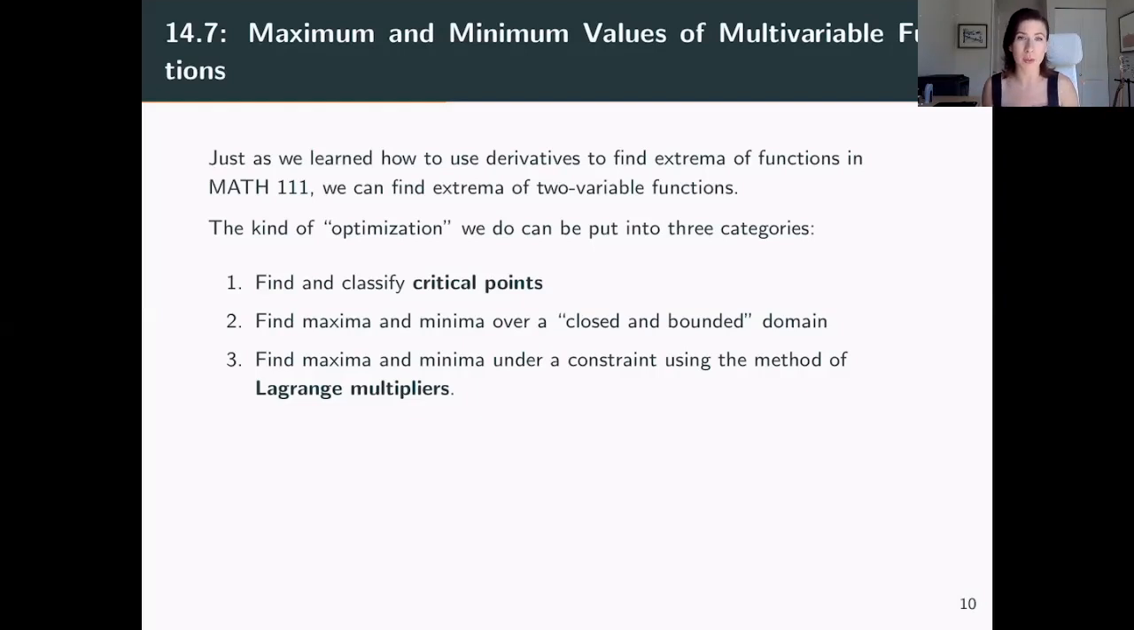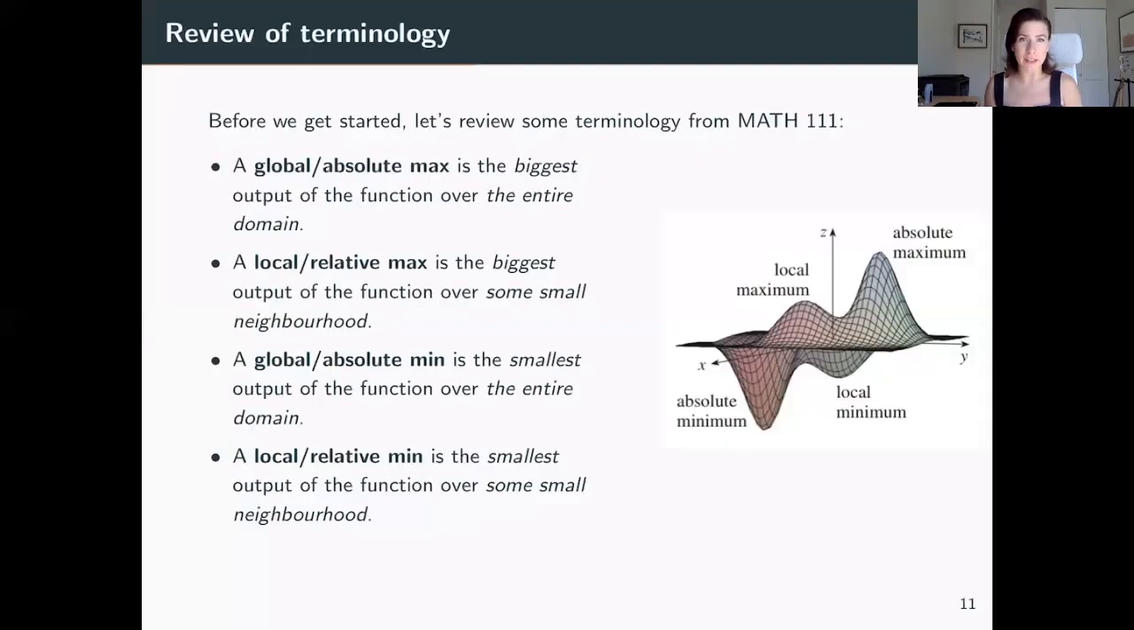We'll define both of those carefully. And then we'll also look at finding maxima and minima under constraints. And we're going to use the technique of Lagrange multipliers in order to do that. So before we get into the nitty gritty, I want to go ahead and review some of the terminology from Math 111 with respect to extrema.